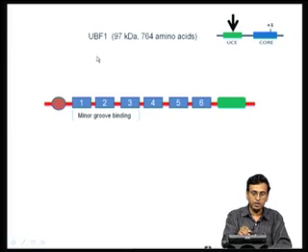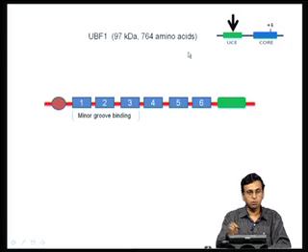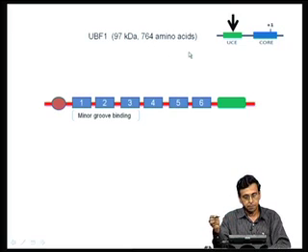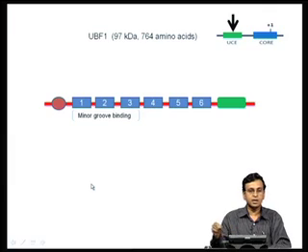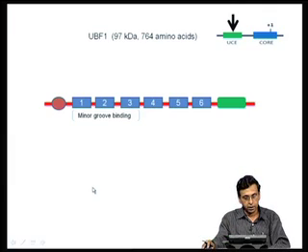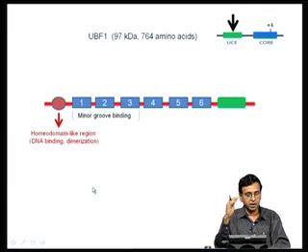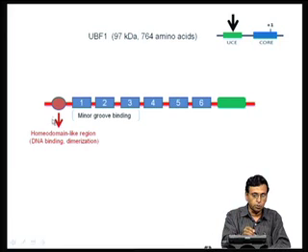UBF1, or upstream binding factor 1, is a 97 kilodalton protein consisting of about 767 amino acids, and this is a cartoon that depicts the structure of UBF1. It basically consists of 3 important regions. It contains what is called a homeodomain-like region, which is involved in both DNA binding as well as dimerization.